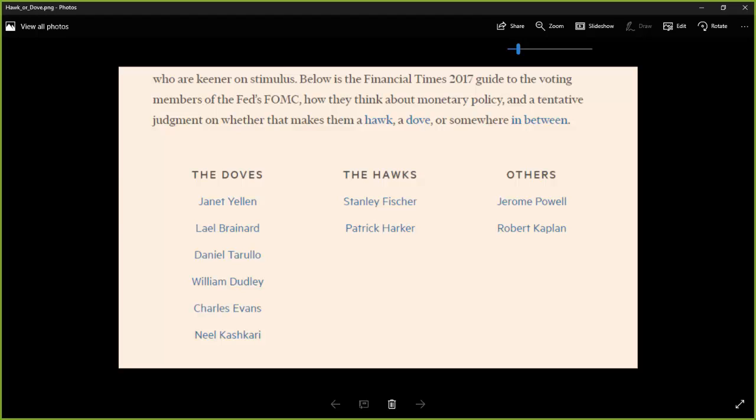Now, even if you put Jerome Powell and Robert Kaplan into the hawk camp, that still leaves it at 6 versus 4 with the Fed chair clearly in the dove camp. So that's one point on the hawk versus dove.